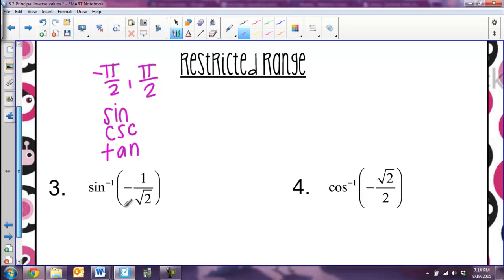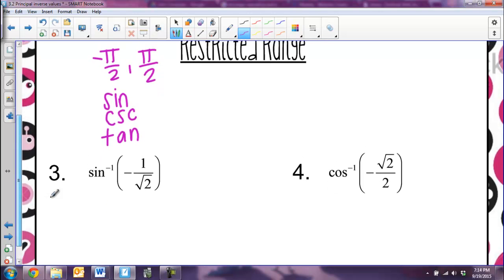So when I'm thinking about where do I draw my triangle, before when you had these things, you would be like, okay, well, All Students Take Calculus. Well, you know over here that your sine is either negative over here in quadrant 3 or quadrant 4.